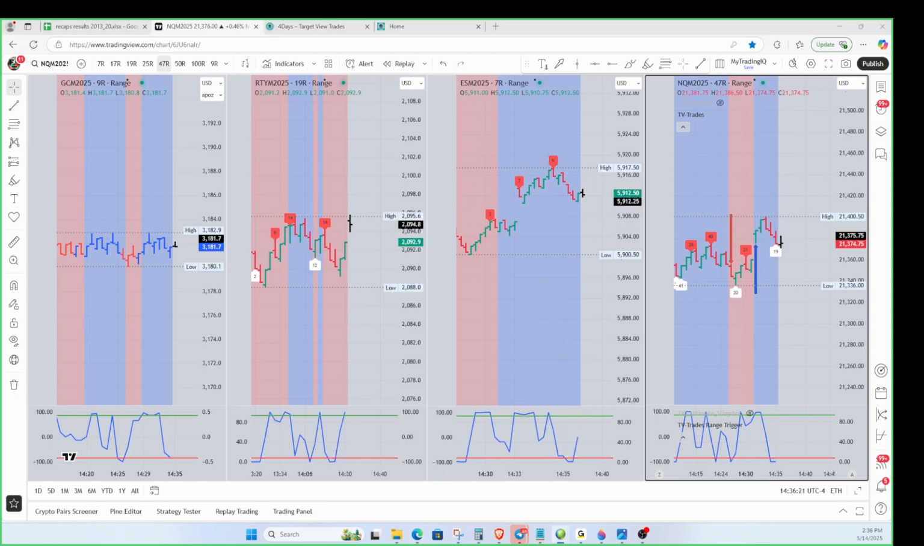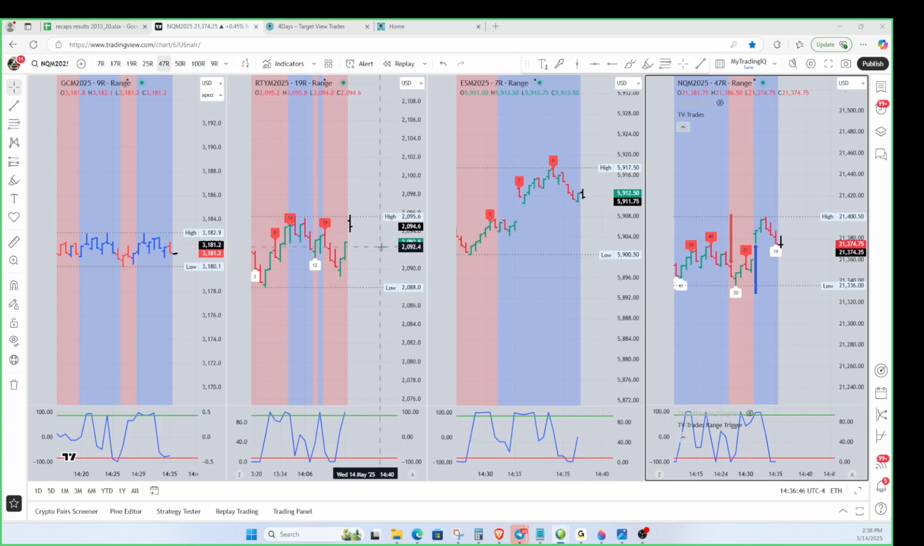So on the ES right here, Masood, where it came out of the oversold, this isn't the greatest spot to trade, because I still think it's going to fill this gap right here. But I want to get into the different types of trades that we do, whether you're doing an aggressive trade or a conservative trade.